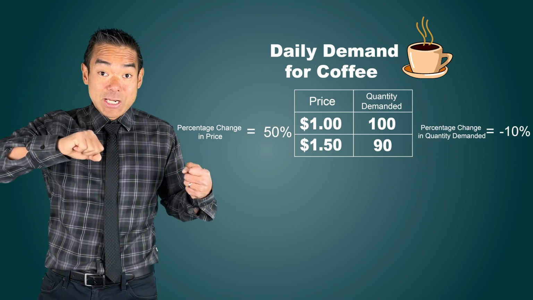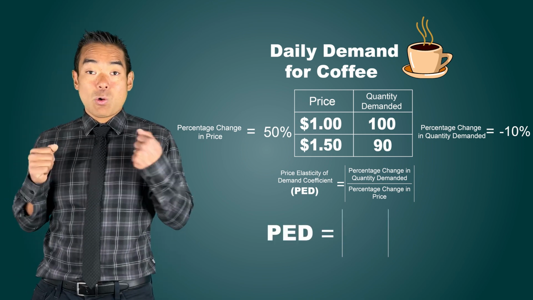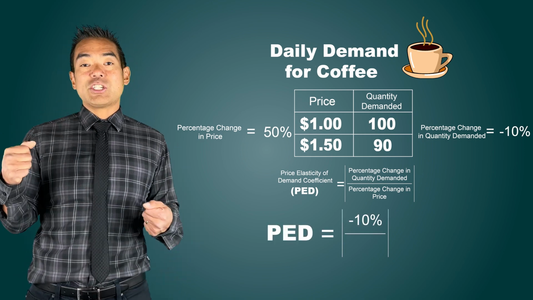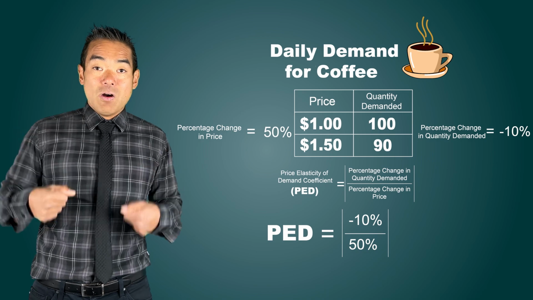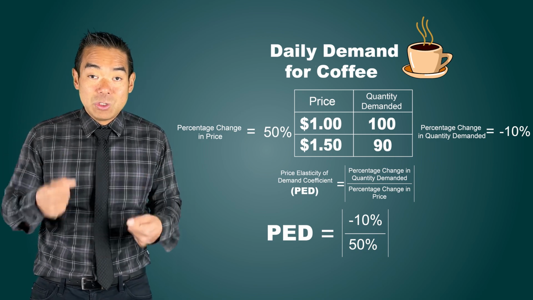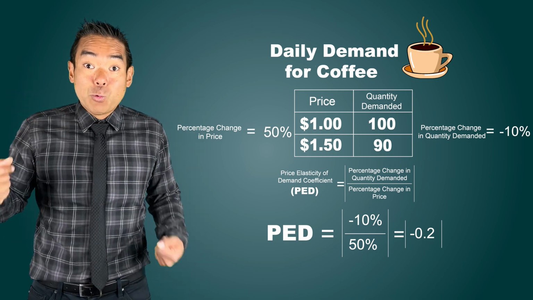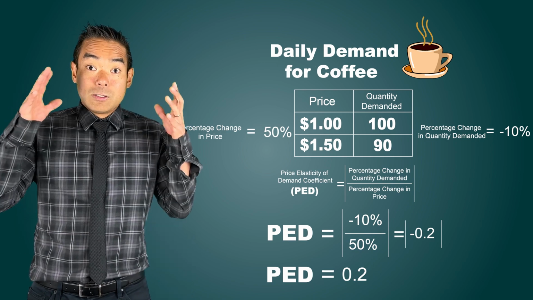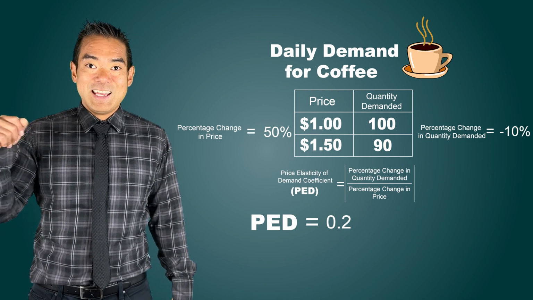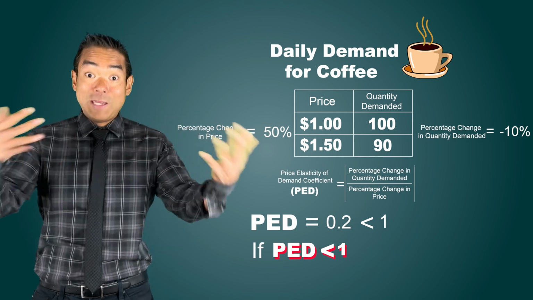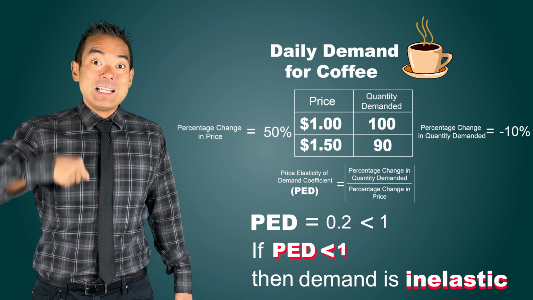So we now have the percentage change in price and the percentage change in quantity. We can plug these numbers into our PED calculation. Percentage change in quantity demanded is negative 10%, and percentage change in price is plus 50%. The percentages cancel out, and we get negative 10 over 50, or negative 1 over 5, which is equal to negative 0.2. But remember, we take the absolute value of this number, so we're left with 0.2. 0.2, the number that we have calculated as the price elasticity of demand coefficient for coffee, is less than 1. When the PED coefficient is less than 1, we say that demand is inelastic.